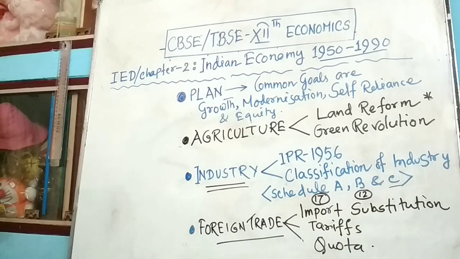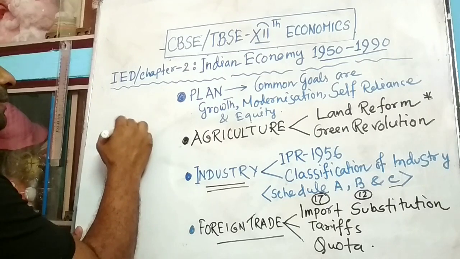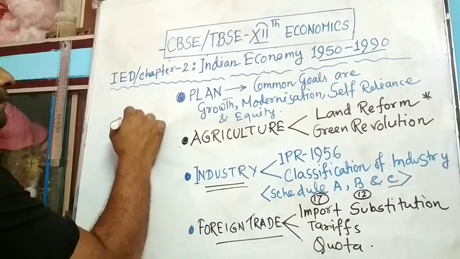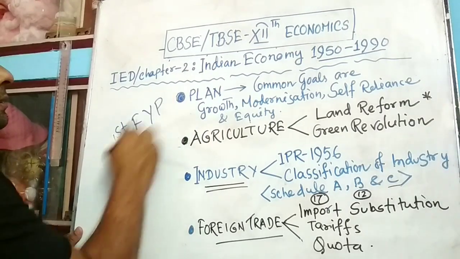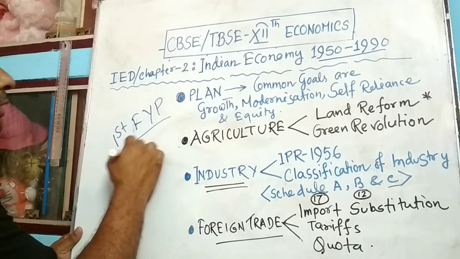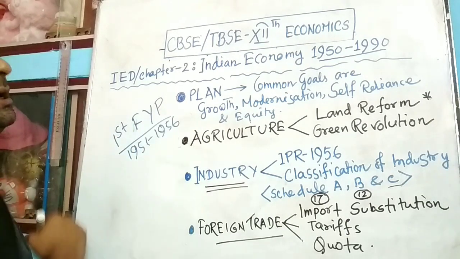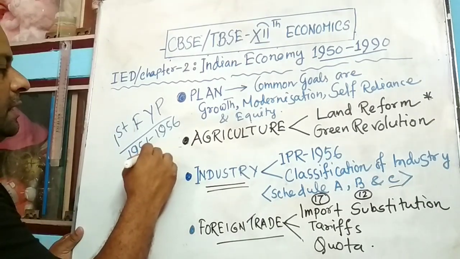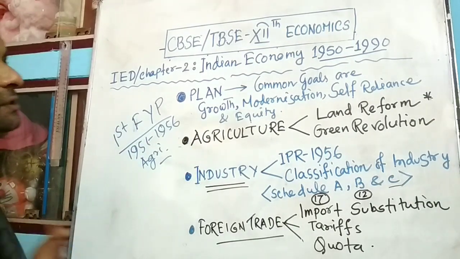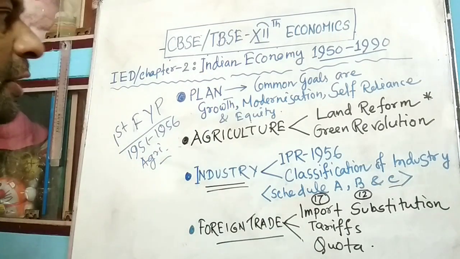Now, first 5-year plan. Our first 5-year plan was from 1951 to 1956, where the main target was development of agriculture. Okay, why development of agriculture?